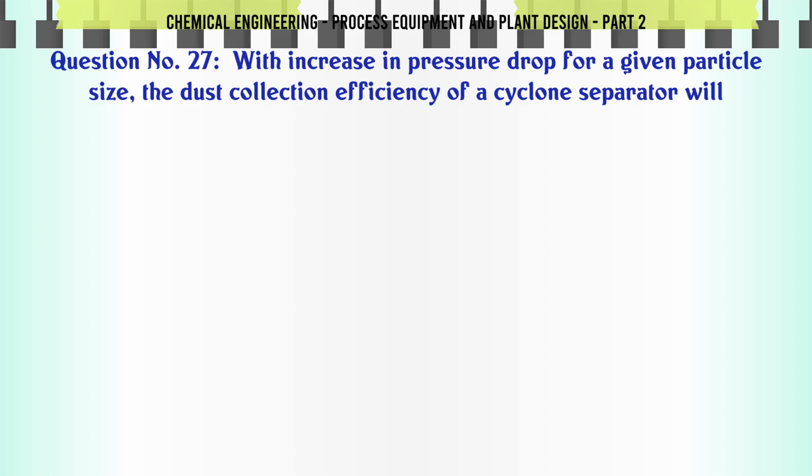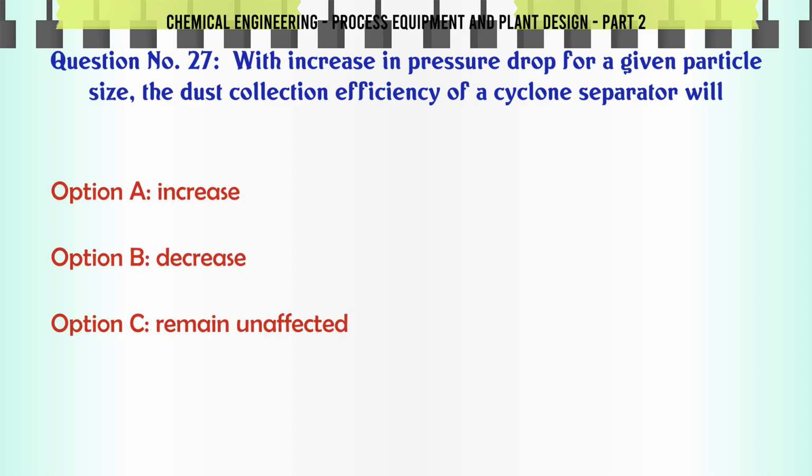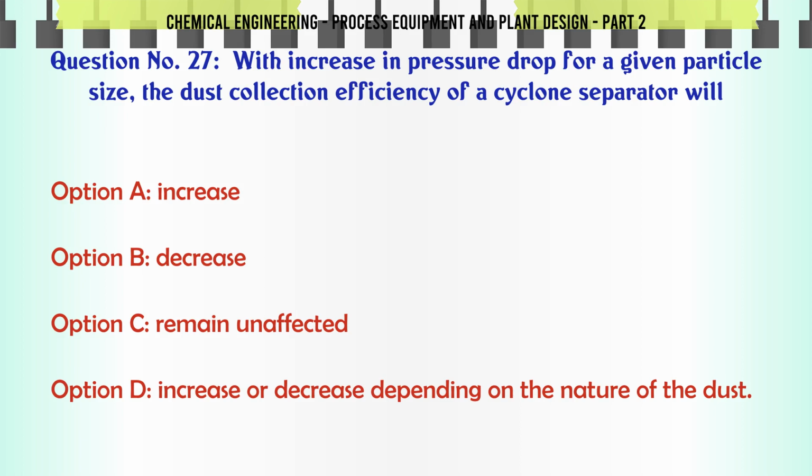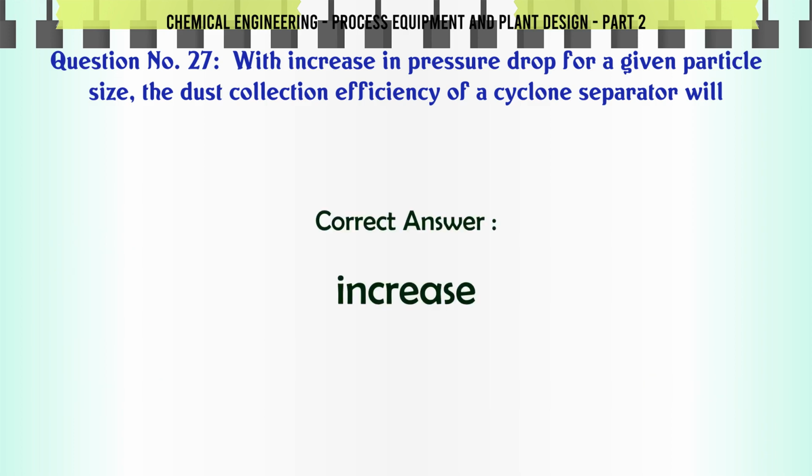With increase in pressure drop for a given particle size, the dust collection efficiency of a cyclone separator will A. increase, B. decrease, C. remain unaffected, D. increase or decrease depending on the nature of the dust. The correct answer is increase.